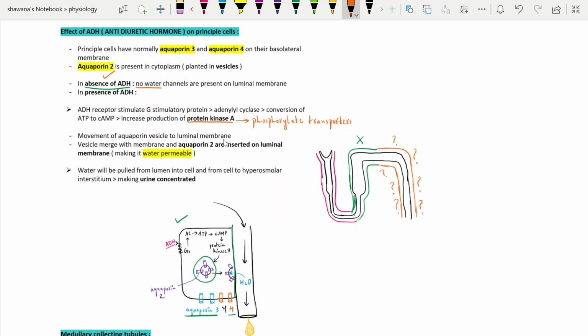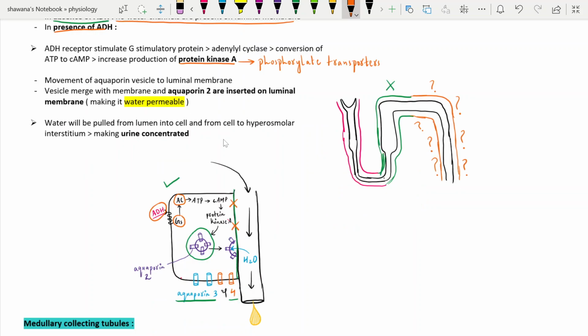But in the presence of ADH, the ADH will bind to the receptor on the basolateral membrane of the principal cell. The receptor is a 7-passed receptor, also known as the serpentine receptor. This receptor will stimulate the G stimulatory protein. This G stimulatory protein will in turn stimulate the adenylyl cyclase. Adenylyl cyclase will convert ATP to cAMP, cyclic adenosine monophosphate.